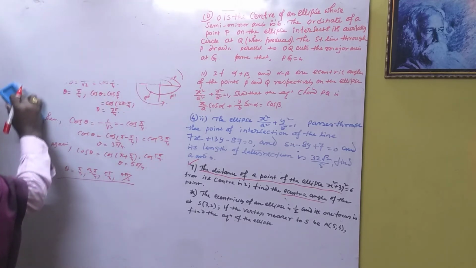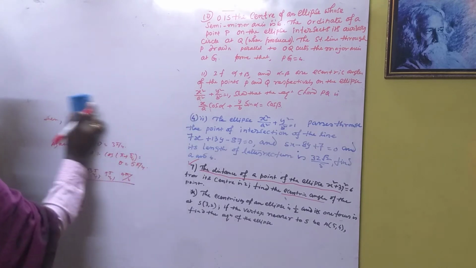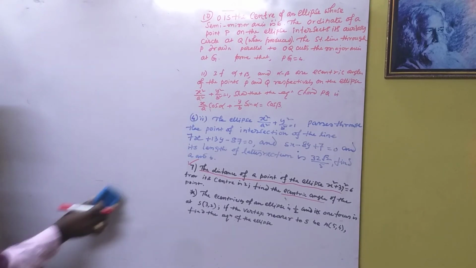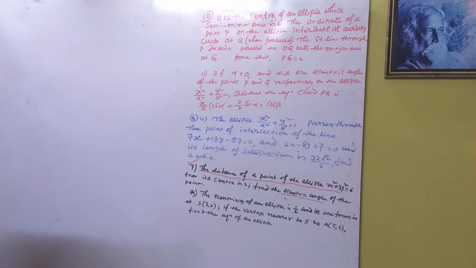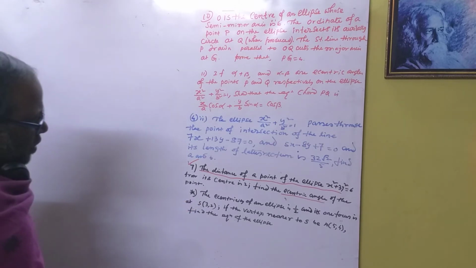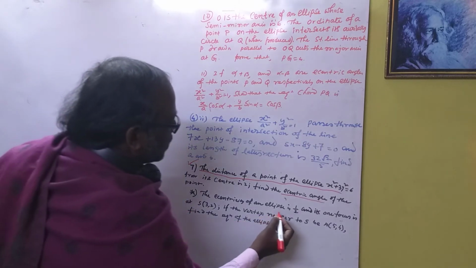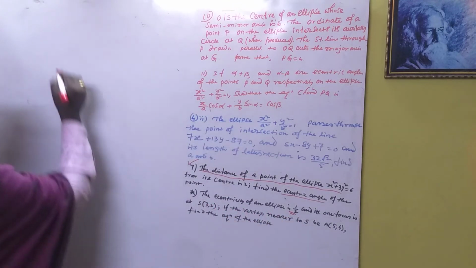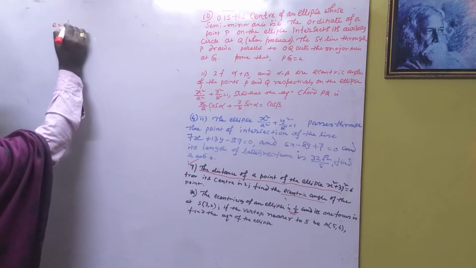Now we want to solve the next question. The eccentricity of the ellipse is given as e equal to 1 by 2.